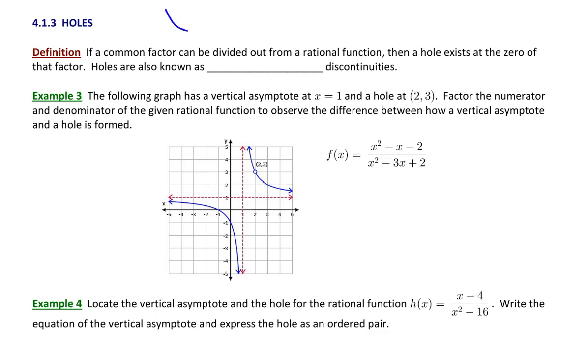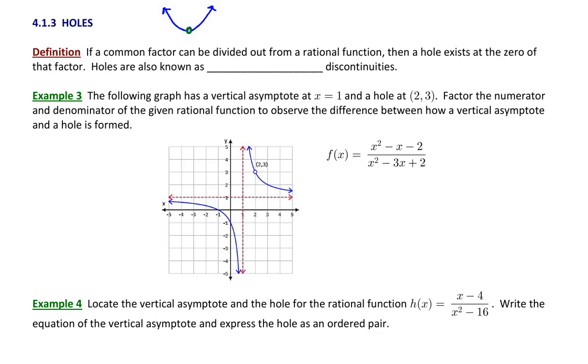Now, a hole is exactly what you would imagine it to be. It's going to be as if someone plucked a single point out of the curve, leaving a hole behind in its place. So what causes a hole to occur in a rational function? Here's the definition. If a common factor can be divided out from a rational function, then a hole exists at the zero of that factor. Now don't panic, we'll do some examples to illustrate that definition.